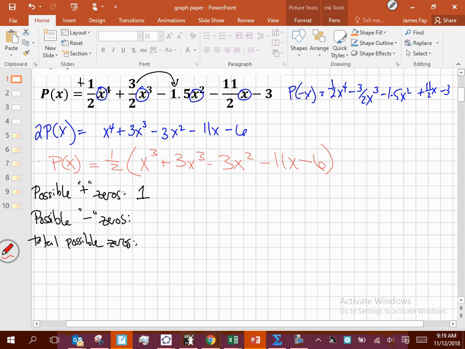So now the possible negative zeros is equivalent to the sign variations up here, or that number reduced by an even whole number. This is a positive 1/2. That goes to a negative, so there's 1. That negative then goes to a negative. Then we've got a negative to a positive, so there's 2. We've got positive to a negative, so there's 3. So we've got 3 possible negative zeros, or reduce that by an even whole number, and you're going to have 1.